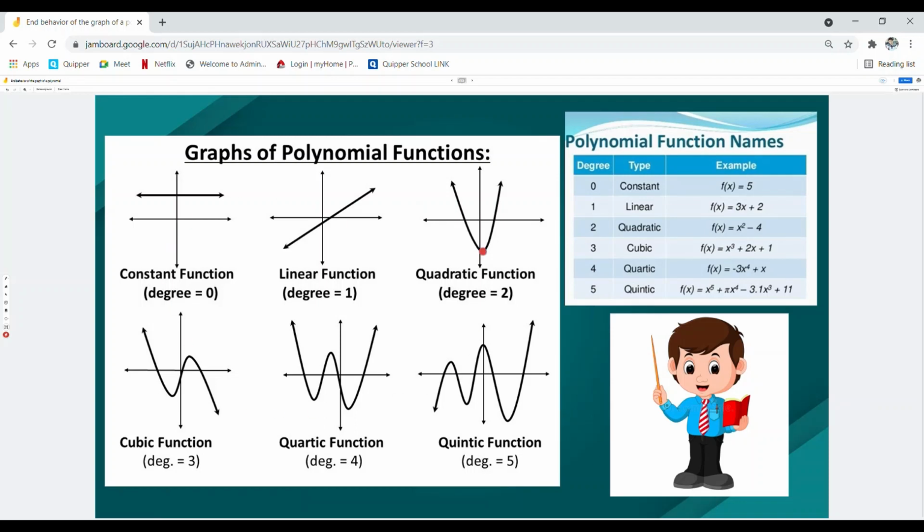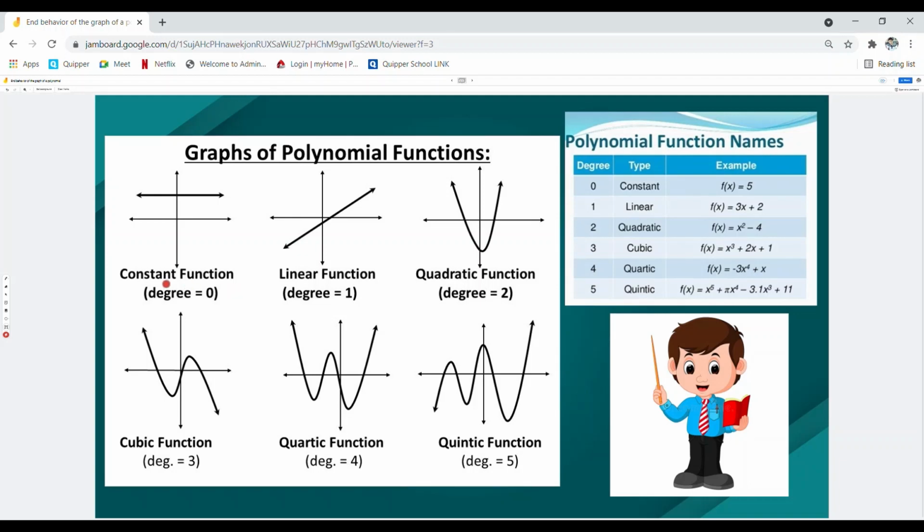Alright, let's look into these ones here. These are graphs of polynomial functions, and I'd like to show this one to you before we try to study the end behavior of these graphs. Now, these are examples of polynomial functions. First, constant function, linear function, quadratic function, cubic function, quartic function, quintic function, and so on. These are actually polynomial functions from degree 0 up to degree 5.